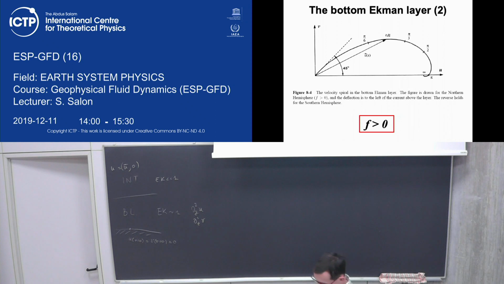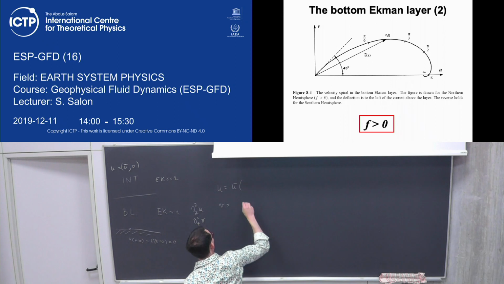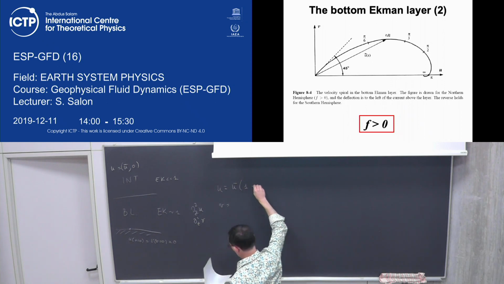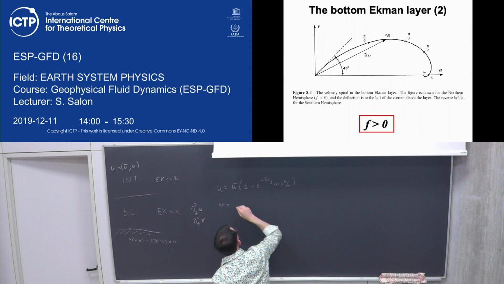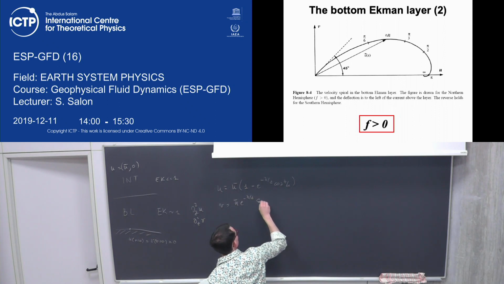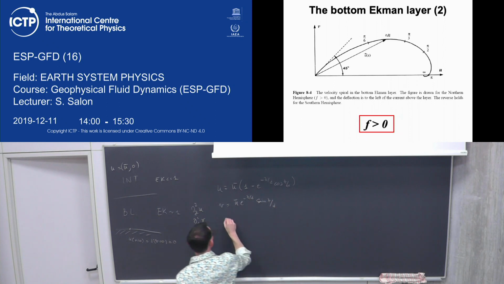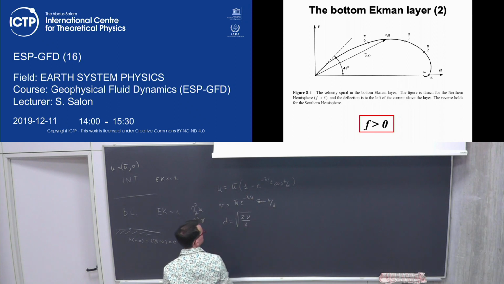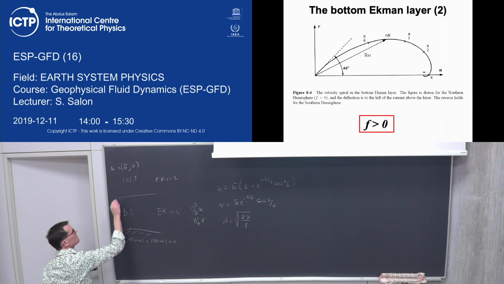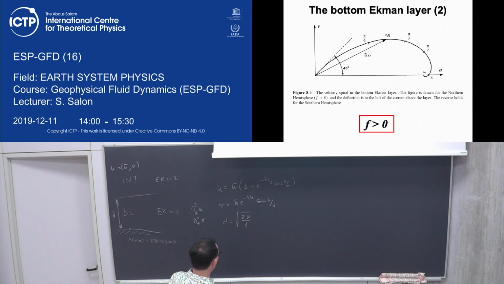We have the equations u and v: u bar (1 minus e to the minus zeta over d) cosine z over d, and this is u bar e to the minus z over d sine z over d, where d is the square root of 2 nu over f, which is what we call the Ekman layer. Okay, so it's the scale of what we call the bottom Ekman layer.